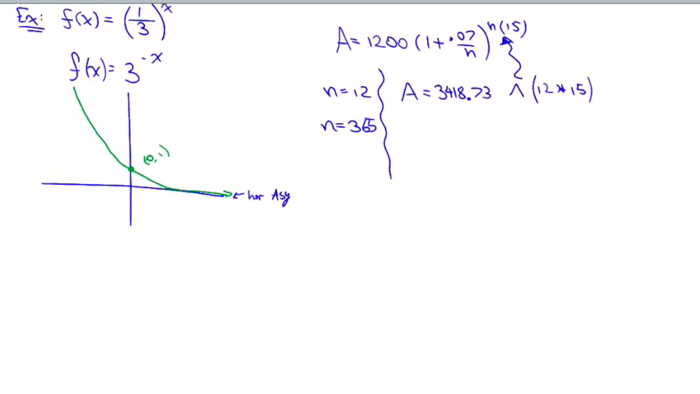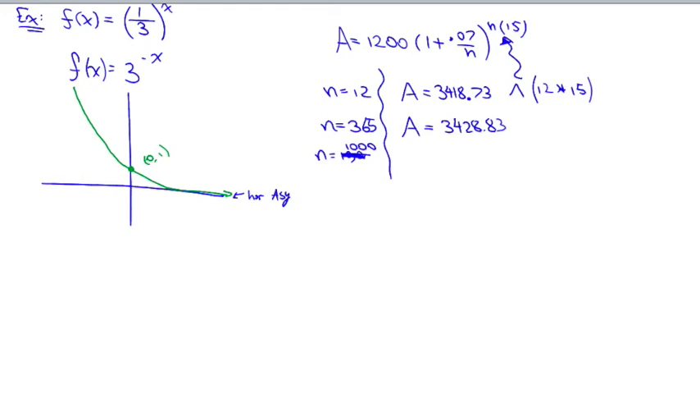Let's find out. So if I plug in 365 into n, tell me what A is equal to. I've got $3,428.83. It went up $10.10. Woohoo! How exciting. Hey, it's money. Take it. Well, what if we could find a bank that would do it 10,000, well, let's start off with 1,000 times a year, which would be about 3 times as often.